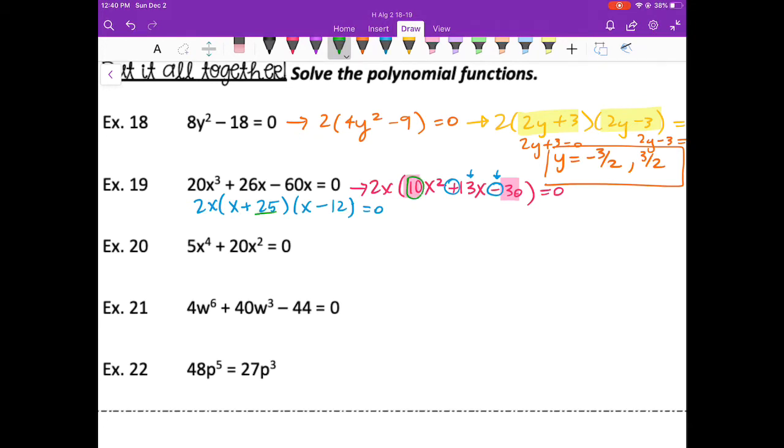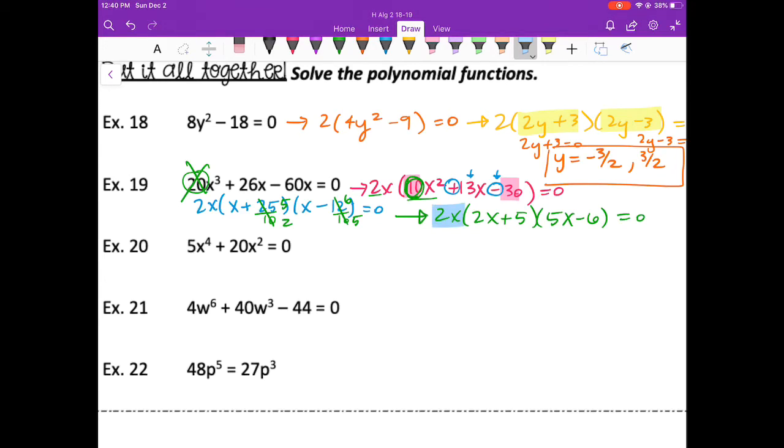Divide and slide by your new leading coefficient, your 10, not your original 20, because you already got rid of the 20 and called it the 2x out front and then the 10x squared. So we're going to divide and slide by 10. We're able to reduce both of those. That becomes a 5/2. That becomes a 6/5. So you have 2x times 2x plus 5 times 5x minus 6. Those are all equal to 0.